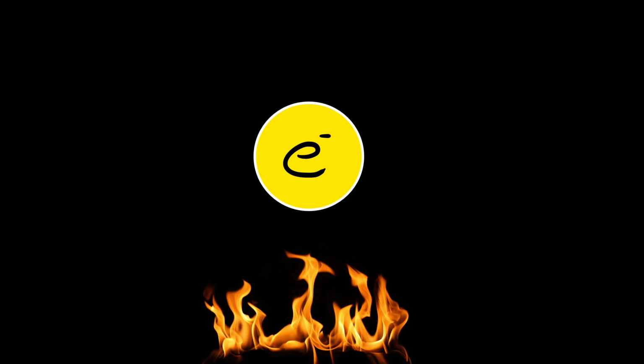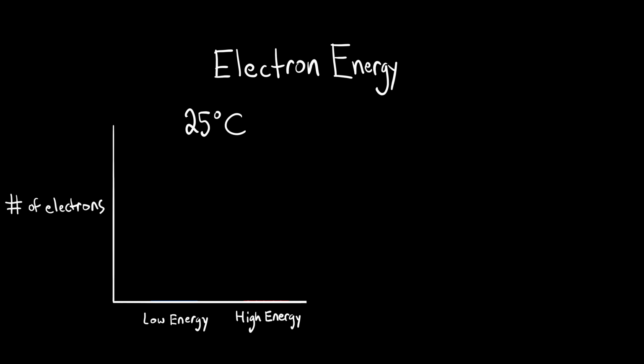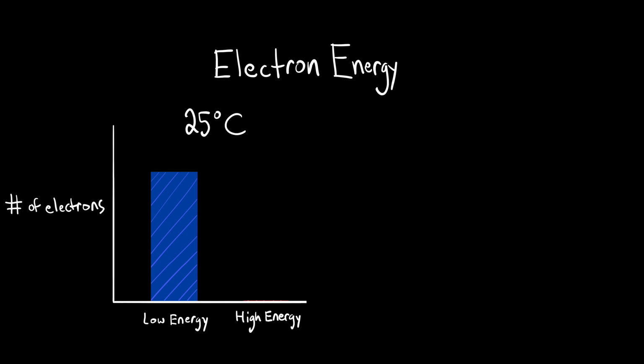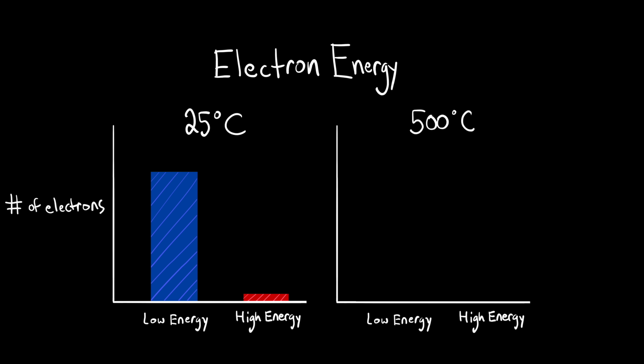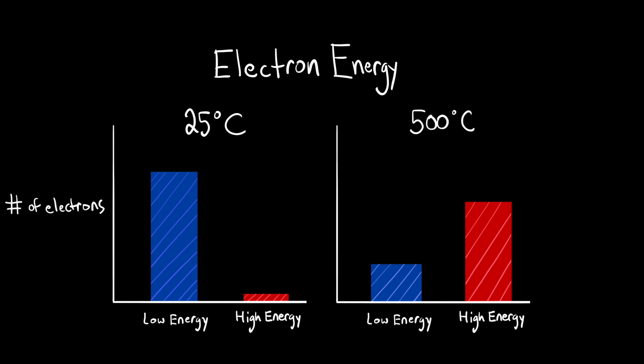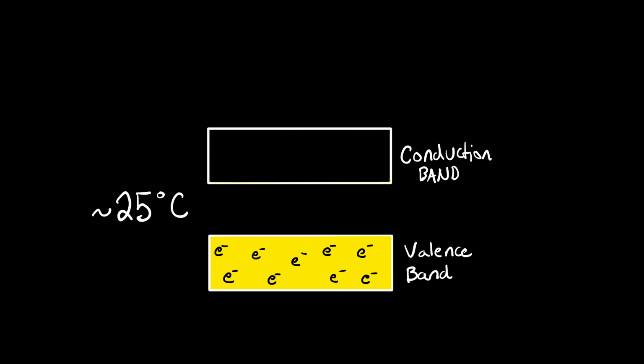Electrons can receive energy from heat in the environment. At room temperature, most electrons will have very little energy, but a few will have more. As the temperature rises, the proportion of electrons with a lot of energy goes up dramatically. For pure silicon at room temperature, a very small number of electrons will have enough energy to jump up to the next available orbital and become mobile.